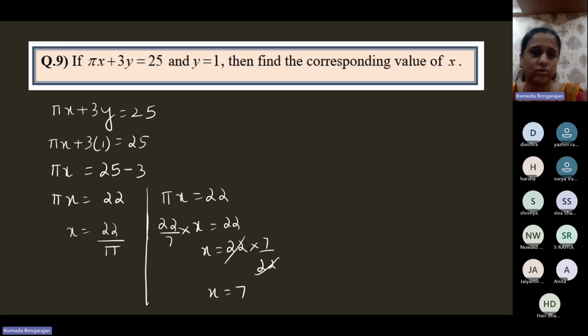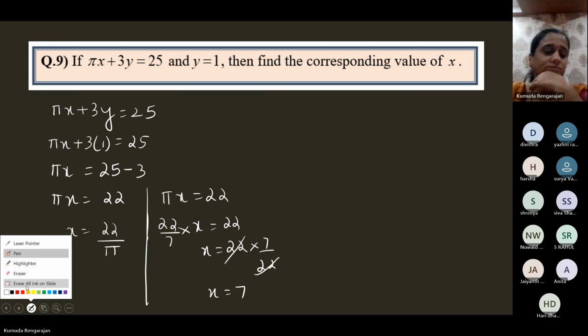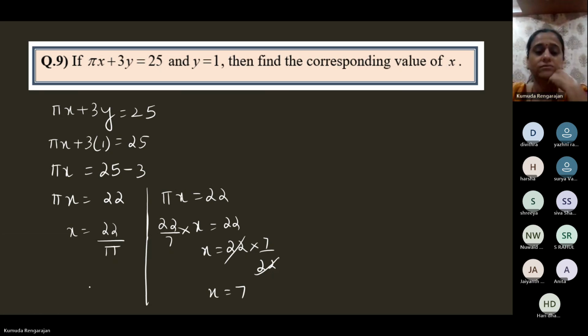So in this question, you're able to cancel when you take pi as 22 by 7. Say if you get 44, 66, some multiple of 22, then you can use the value of pi. Otherwise, don't, just leave it as pi itself. This is a simple question. When y is 1, find the corresponding value of x. So simply take y as 1 and solve the equation and find the value of x.